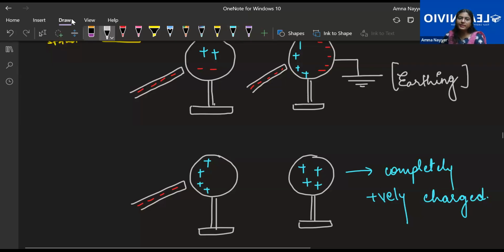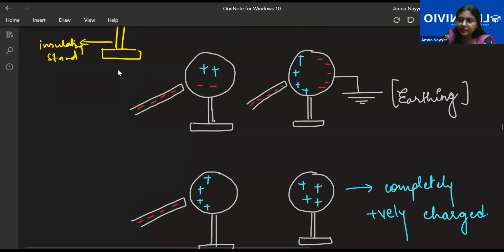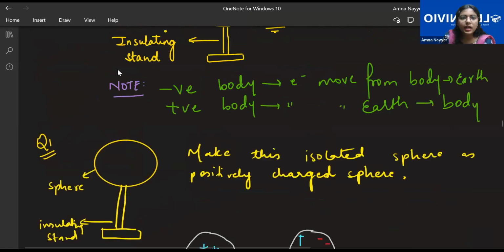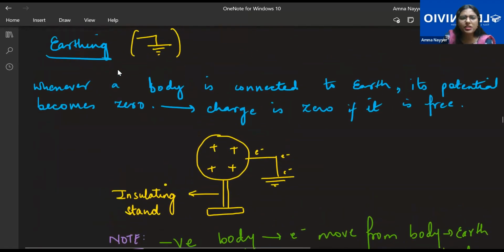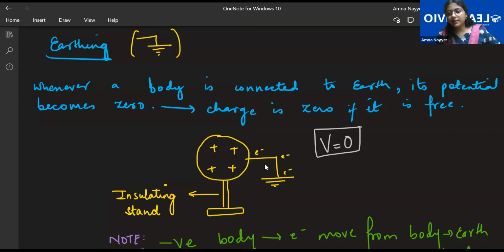This is a question from your solved examples of NCERT. Is this clear? Yes, ma'am. Okay, good. Write down this part. Just make a small note point on everything. Remember one thing. Since we are doing potential, you should know potential becomes zero in case of earthing. Please write it, class. Then we'll see properties of charges.